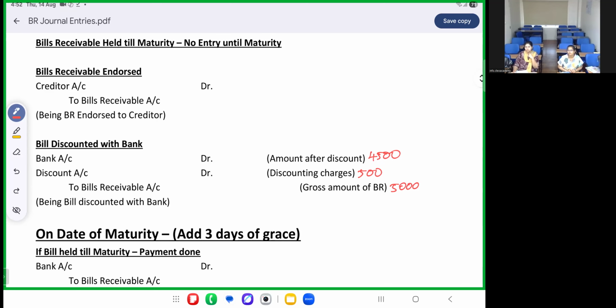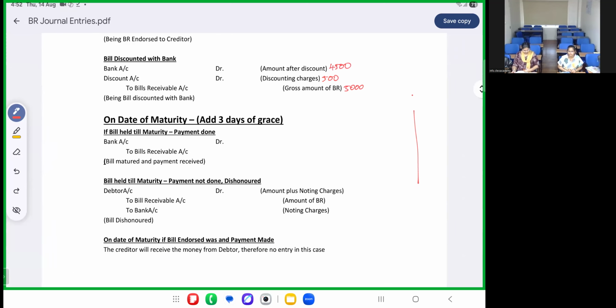Okay. So after this, what happens? We will go to the date of maturity. On date of maturity, what we have to do? We have to add 3 days of grace. On maturity date, if we have held till maturity, we have kept in our drawer now. What happens is the payment will be received. Bank account debit to bills receivable account. Payment is received. If the payment is received, what is the entry? Bank, we are receiving. So bank debit to bills receivable account. So bill matured and payment received.